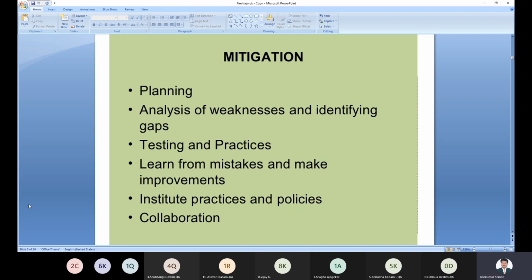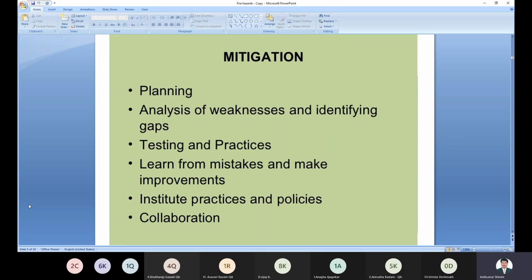So why is the fire there? What are the different weaknesses with which the fire is happening? We can identify the different gaps as to why the fire is happening. And testing and practices: we test how the fire is possible, and we can practice how to prevent the fire.